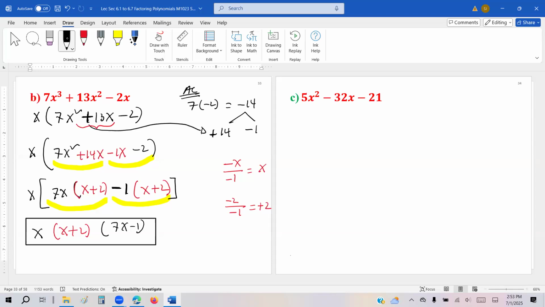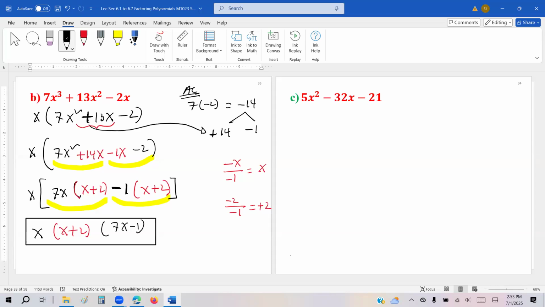So we have 7x squared plus 13x minus 2, right? The AC method tells us to rewrite 3 terms into 4 terms. So we kept 7x squared and minus 2, but instead of 13x, we use these two: positive 14 and negative 1. So positive 14x and negative 1x. When you combine them, we get positive 13x. Now when you have 4 terms, you have to group them into 2 groups. First two makes one group, last two makes another group.